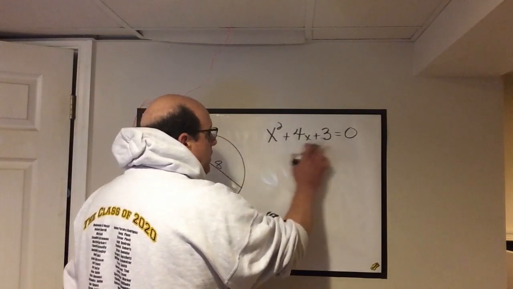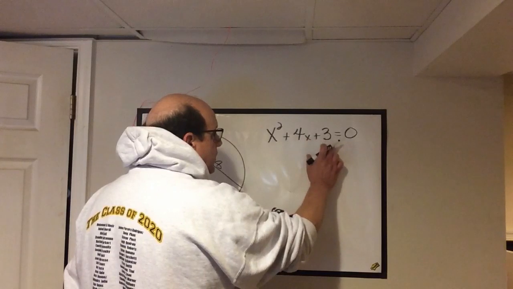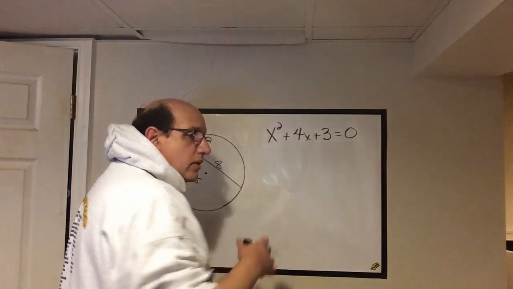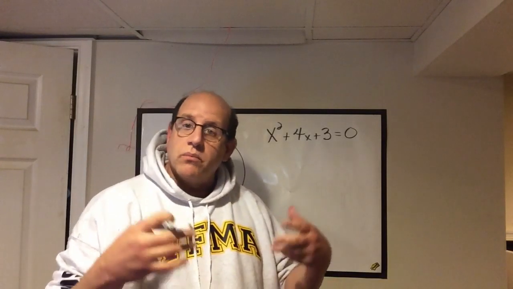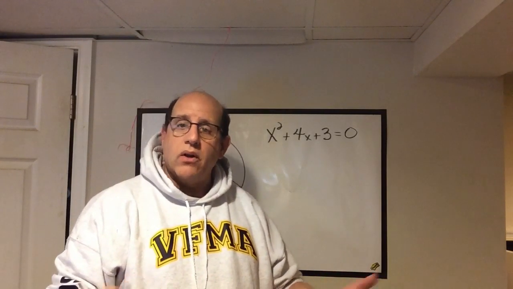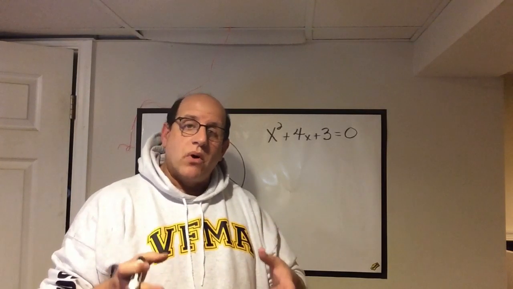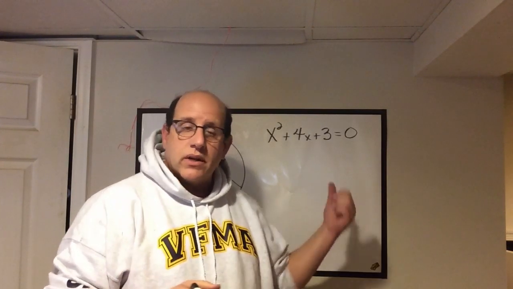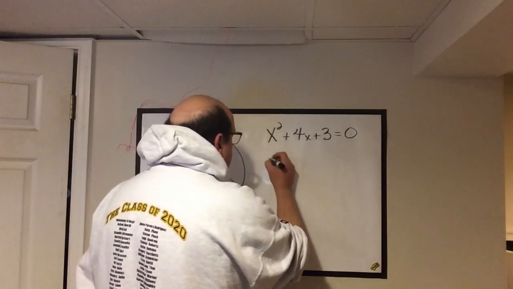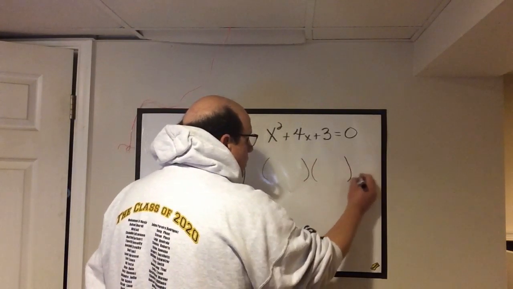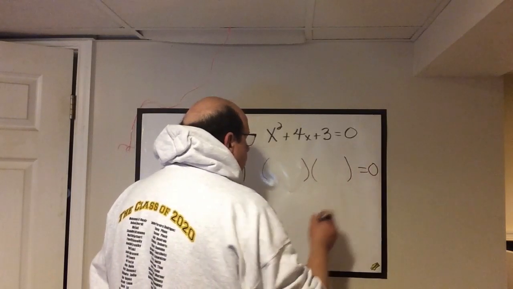I'm going to look at these two terms on the outside, right? First, I'm going to look at the lead term, that x squared term. How do I get x squared? By multiplying, right? And all I'm doing is undoing that multiplication. Well, what do I multiply by itself to get x squared? We know that that's x. So you create two sets of parentheses, and you can put the equals 0 out there.